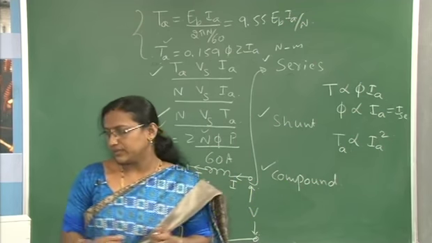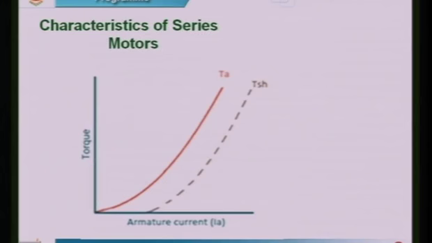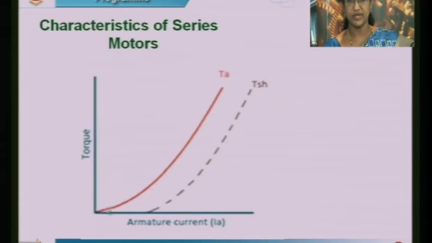Now, when you are considering this characteristic, you see that it's torque versus current IA. Torque is directly proportional to IA square. So the torque varies with respect to current IA in the relationship that TA is directly proportional to IA square. This is the way we are going to get the characteristic.